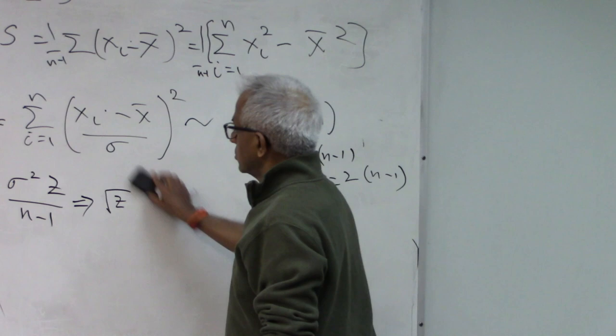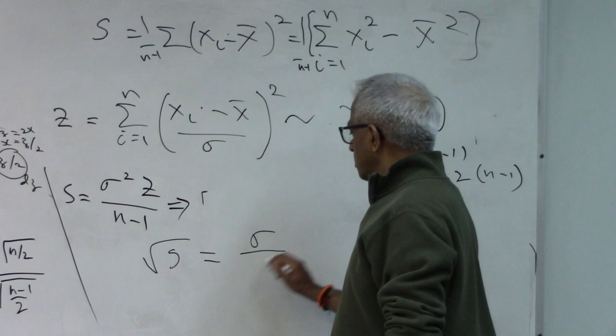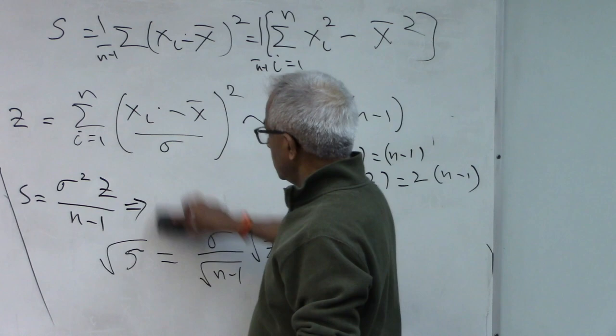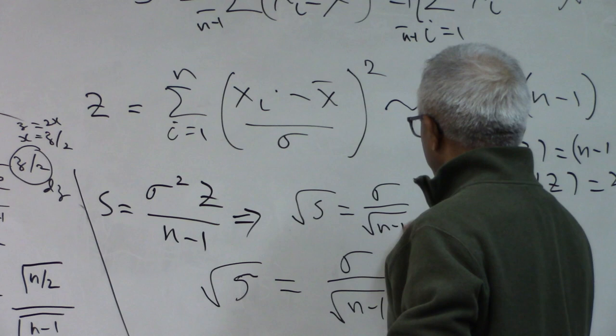So I'm saying square root of S is square root of sigma divided by square root of n minus 1. That's fine, but this is also good. So from here, this comes from here, right? From here, square root of S is sigma divided by square root of n minus 1 times square root of Z. And we already have the expected value of Z here.